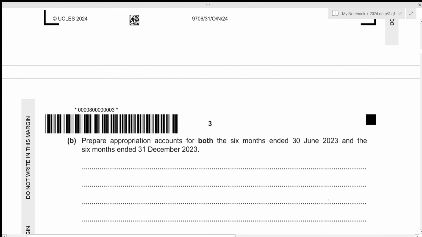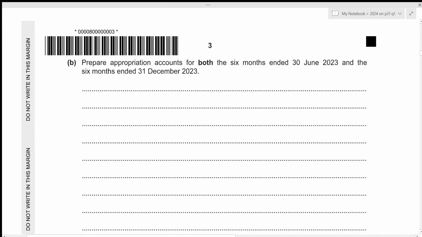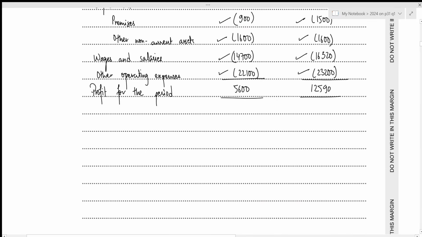Let's move towards the next one. We now need to prepare appropriation accounts for both the 6 months ended 30 June 2023 and the 6 months ended 31st December 2023. Okay, let's start. We have 1st January to 30 June and 1st July to 31st December. We always need to start with profit for the year, but in this case that will be profit for the period, which we just calculated in the first part. That was 5,600 and 12,590.